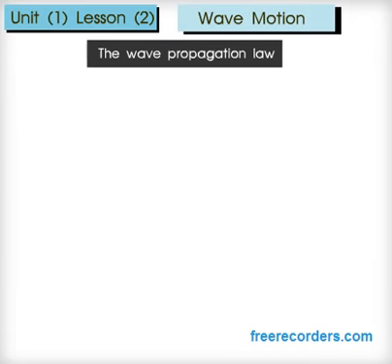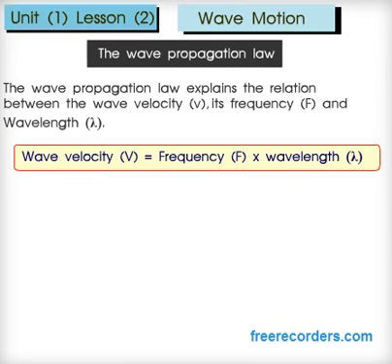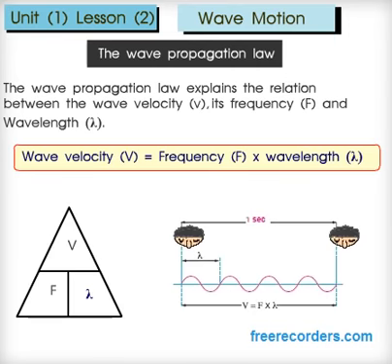The wave propagation law. The wave propagation law explains the relation between the wave velocity, its frequency, and wavelength. So, wave velocity equals frequency by wavelength.